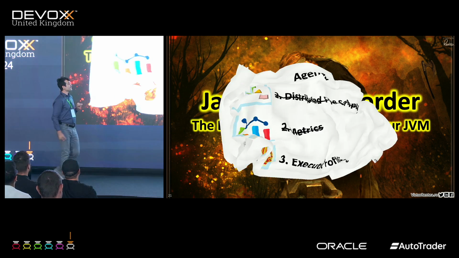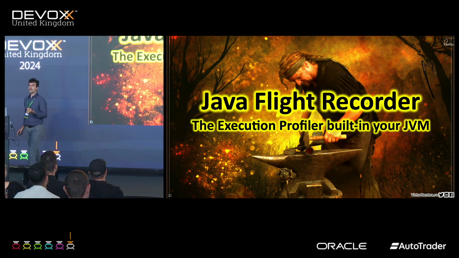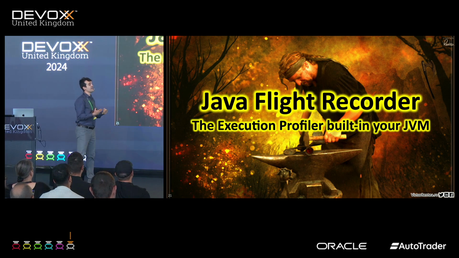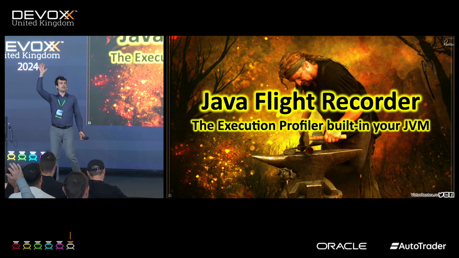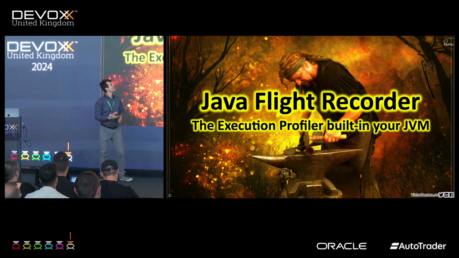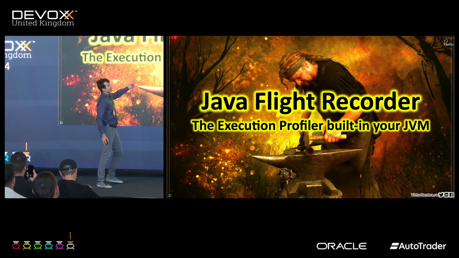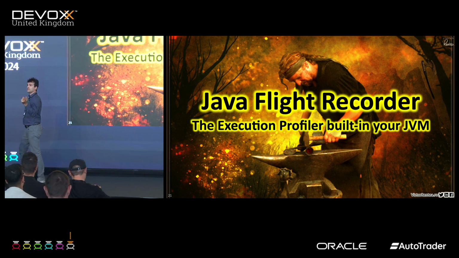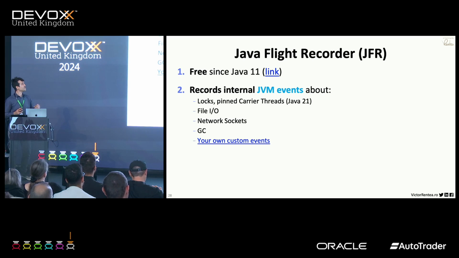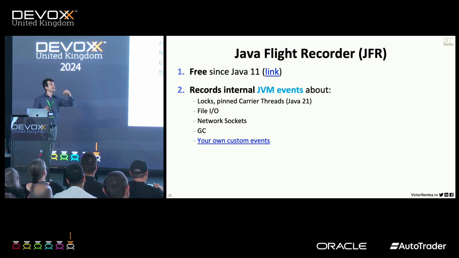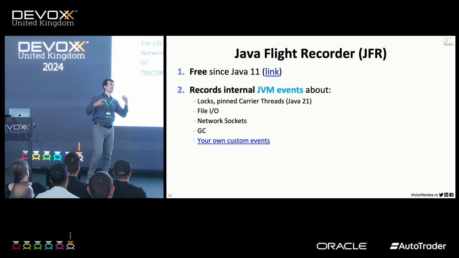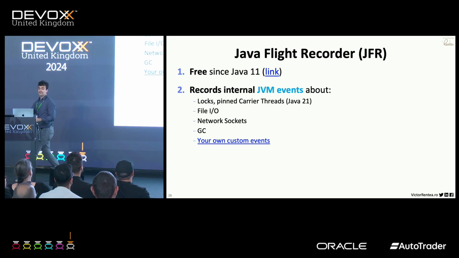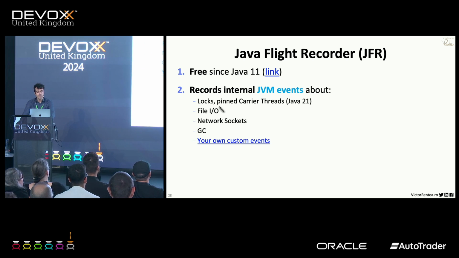Instead, use the profiler, which is built inside your JVM already. It's called Java Flight Recorder. Who here has heard already about JFR? Ah, yeah, less than half. Good. These are the tools of the gods. They use JFR to optimize how the JVM works. So what does it do for us? First of all, it's free. Yes. Secondly, it records some very, let's say, low-level JVM events. One of the most interesting will soon become the pinned virtual thread.